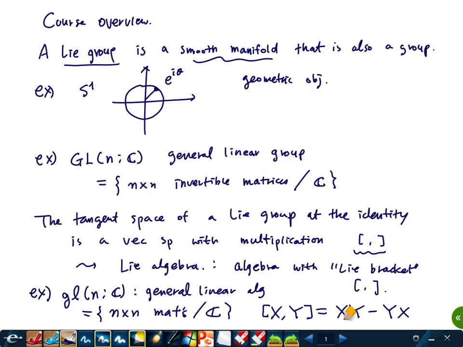So if you have two n by n matrices x and y, you can multiply x and y and then subtract y times x, and this is defined to be the bracket. And this satisfies what's called the Jacobi identity, so it becomes a Lie algebra. So this is the most fundamental Lie algebra. So we will study this and its subsets in this semester.